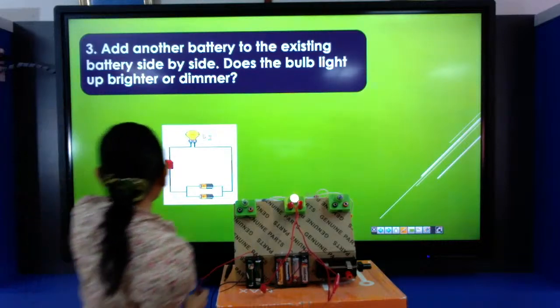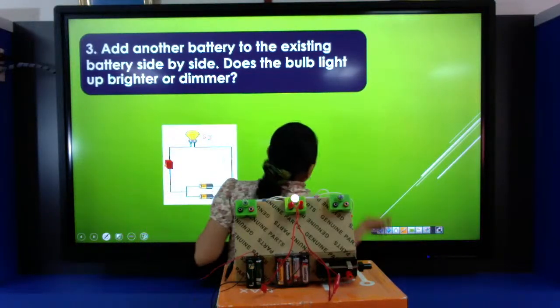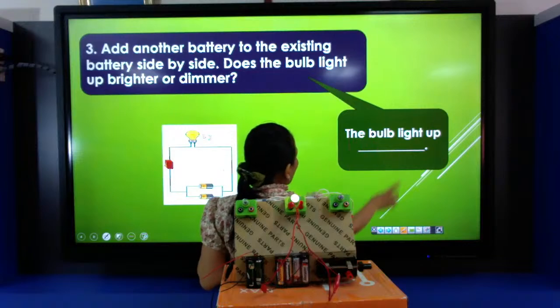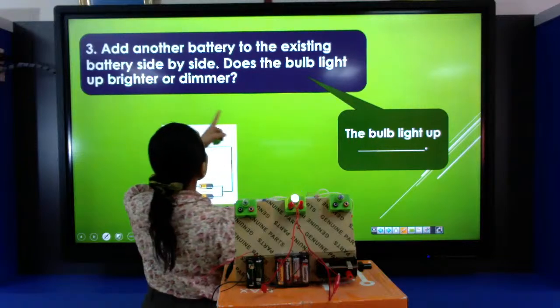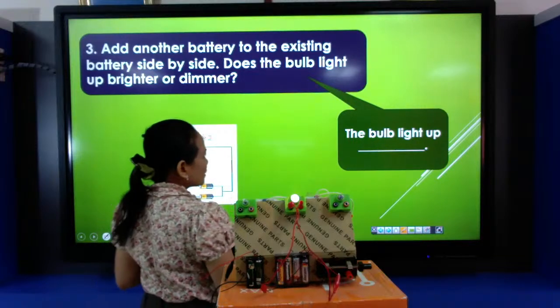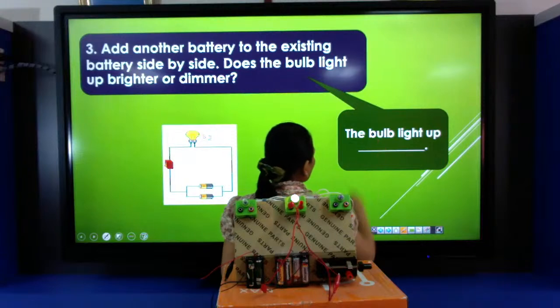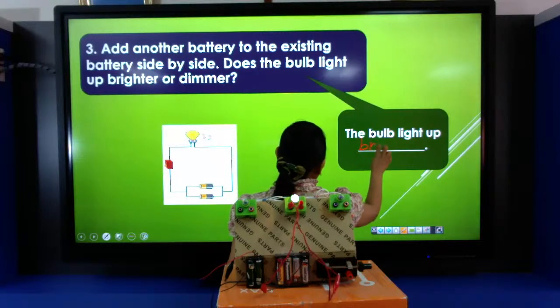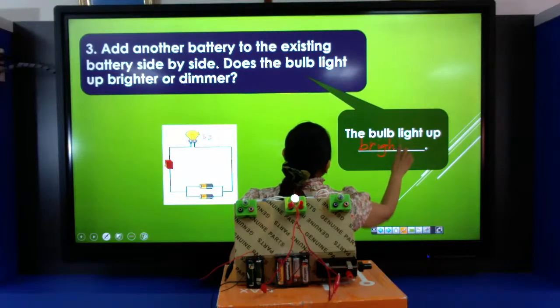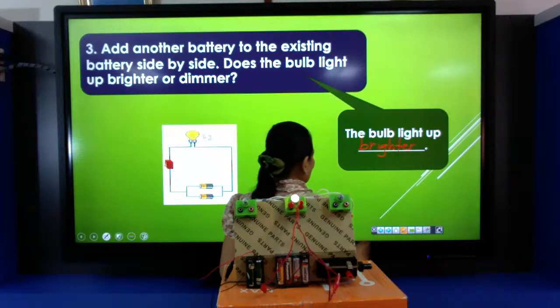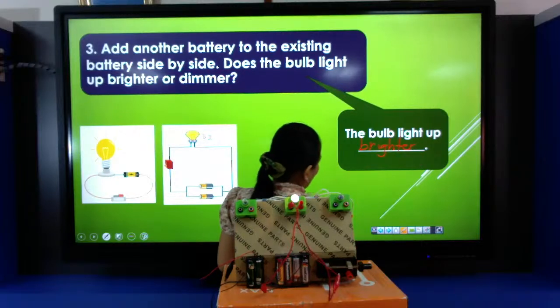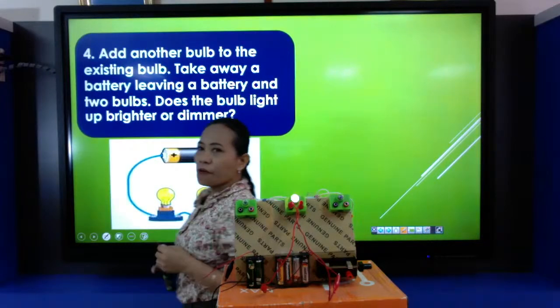So, next. What is the answer? Okay, the bulb lights up. So the question is, does the bulb light up brighter or dimmer? Of course, the bulb lights up brighter with 4 batteries.